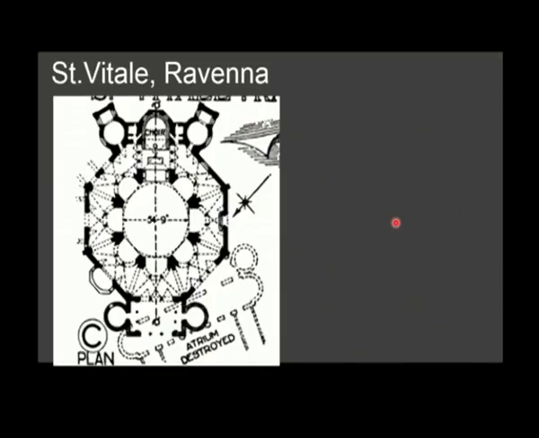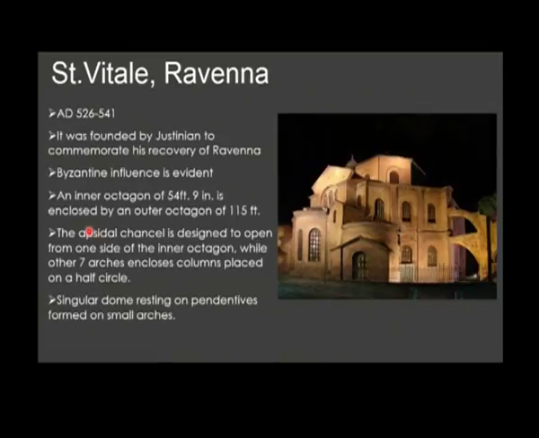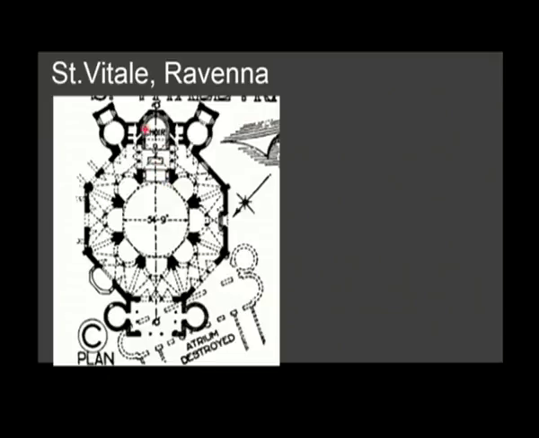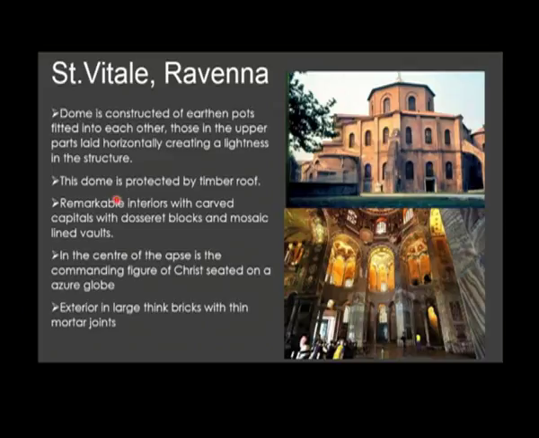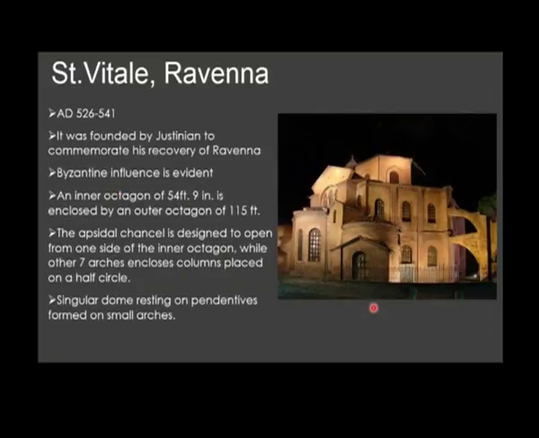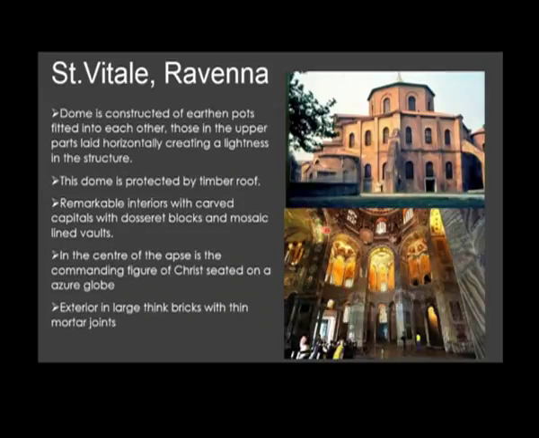Basically, the plan of this church is an octagon. There are two concentric octagons, the inner one being 54 feet 9 inches in width, and the outer one being 115 feet in width. The apsidal chancel opens to the apse area, and on the other sides there are semicircular arches. These arches form small pendentives on which the dome rests. A pendentive is the small space formed when two arches meet. This is a pendentive, these are arches, and on this rests the big dome of the church.